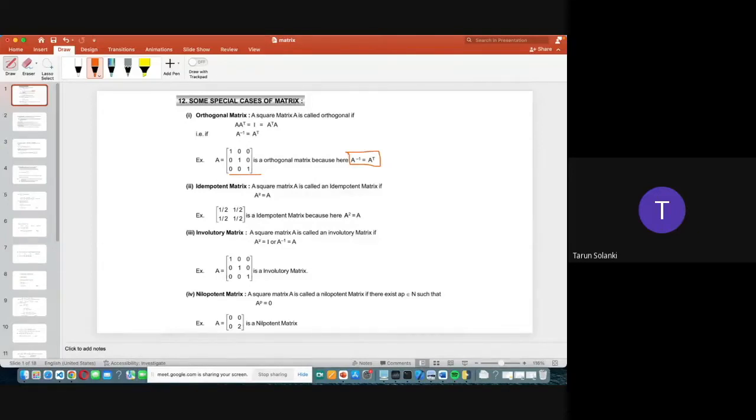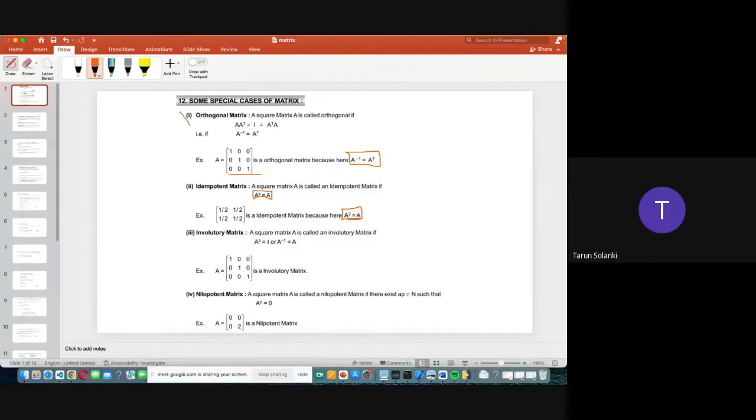Now the second is the idempotent matrix. Here A square is equal to A. Let me highlight this. A square is equal to A, right? So let's look at an example: half, half, half, half. This is our idempotent matrix. When you square this matrix, you will get the same matrix. So this is our A square is equal to A.